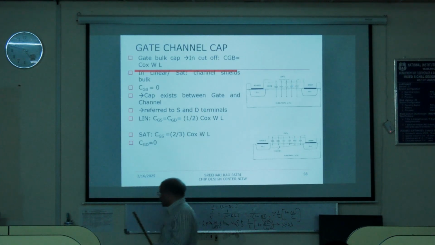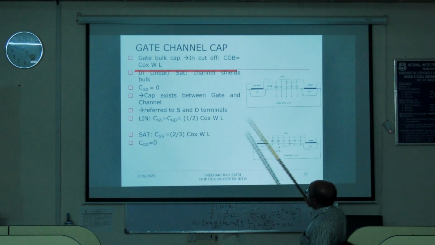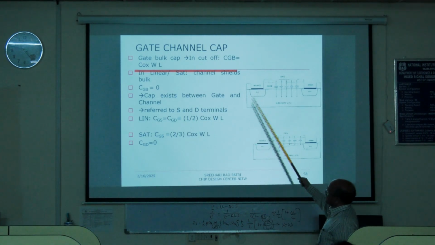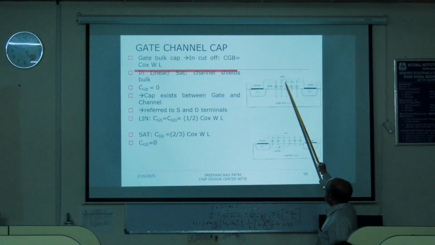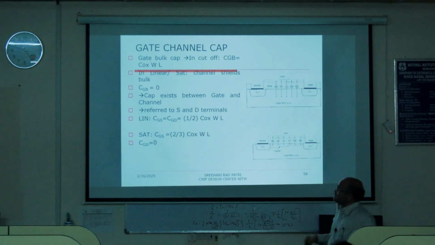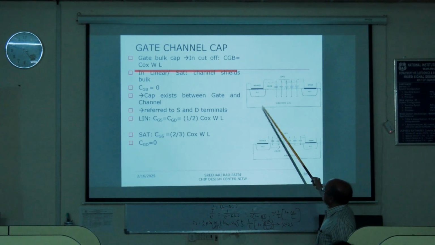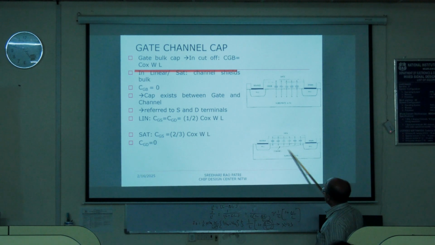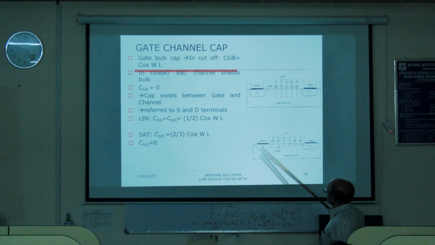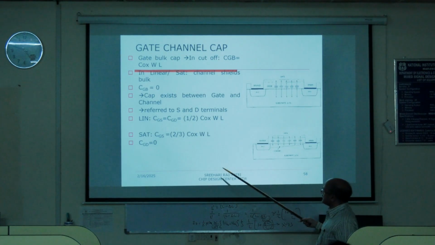The next one is gate channel capacitance. First, the gate to bulk capacitance in the cutoff region, CGB. In the cutoff there is no channel at all, so between the gate and the bulk the capacitance is CGB. This gate to bulk capacitance is Cox into W into L, okay? And in the linear or the saturation region there exists a channel here, right? In the linear region we can assume the channel exists more or less uniformly.